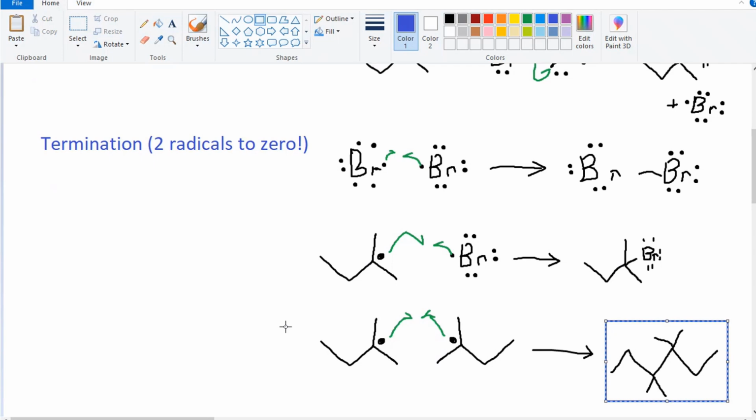And also, once it forms, it's really kind of out of the running for reactivity. So that's how to explain these free radical bromination reactions. Initiation, propagation, termination. Does that make sense? Any questions? What's next? What else can I help you with?